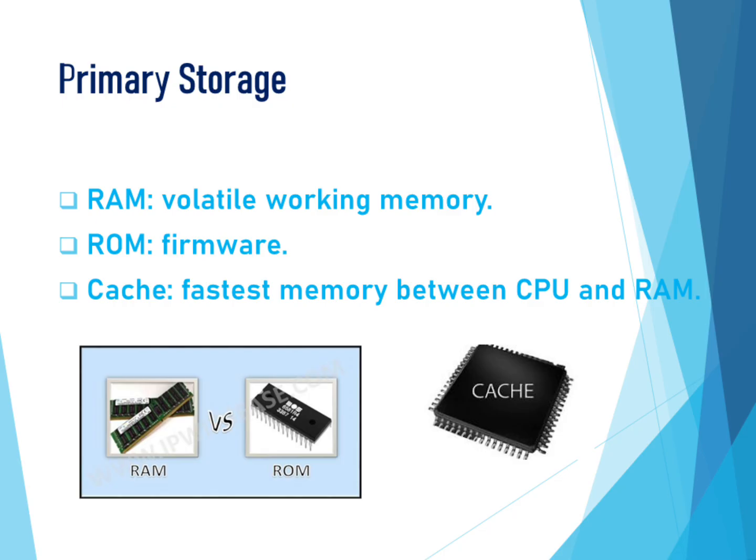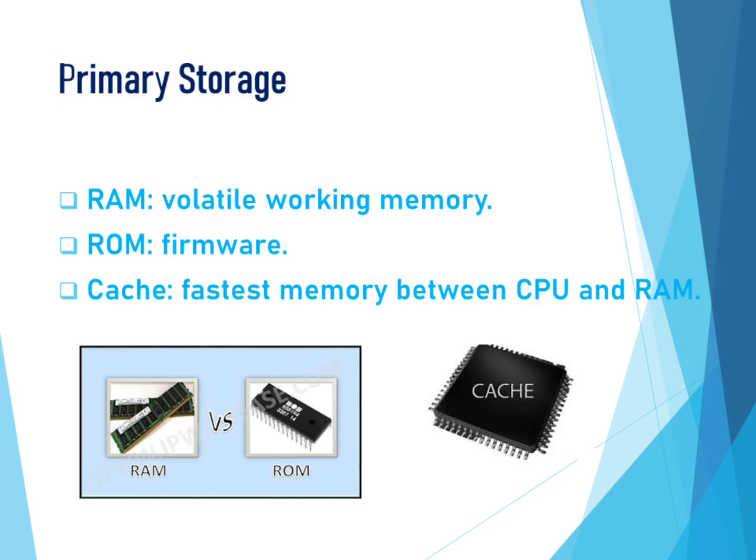The second type is ROM, or read only memory. ROM permanently stores the instructions needed to start the computer. These instructions are called firmware. Unlike RAM, ROM keeps its data even when the power is off. The third type is cache memory. Cache is the fastest memory in a computer. It stores frequently used data so the CPU can access it quickly. Although cache is very fast, it has a much smaller capacity than RAM.